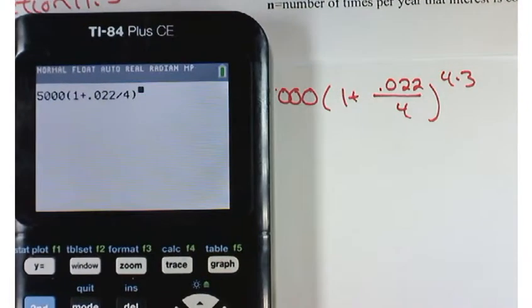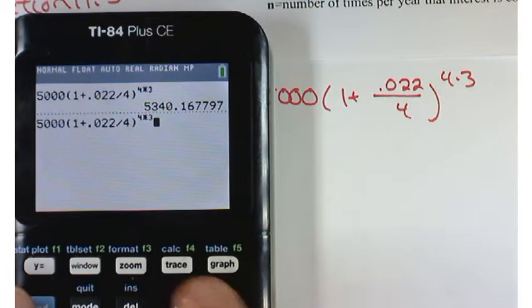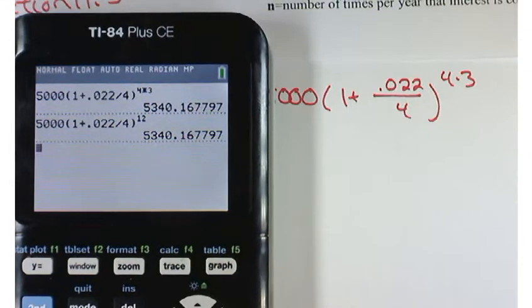And you've got your choice. You can either type in 4 times 3, which is just kind of doing it exactly, or you might look at that and go, oh, I know what 4 times 3 is. 4 times 3 is 12. And sometimes you'll find it convenient to do it that way. It just kind of depends on you. So yay, you should get 5340.1677.